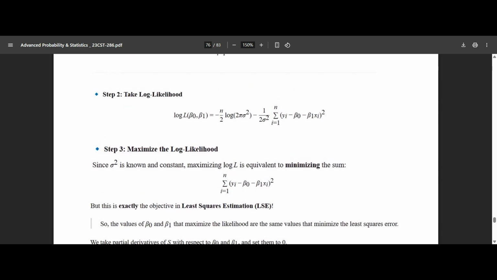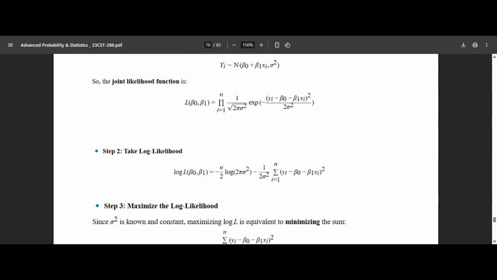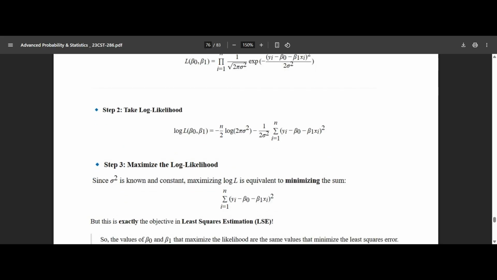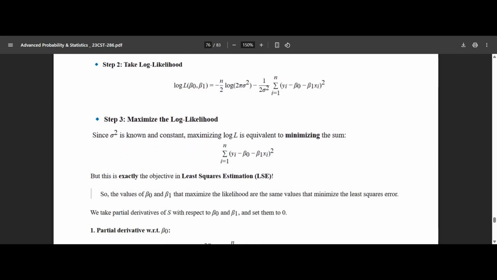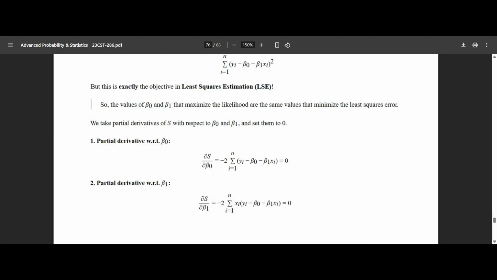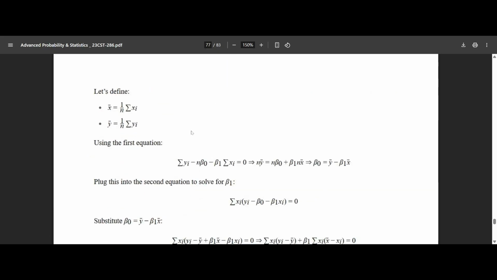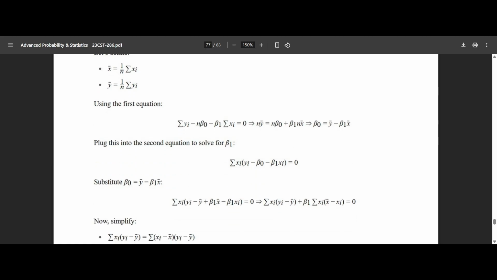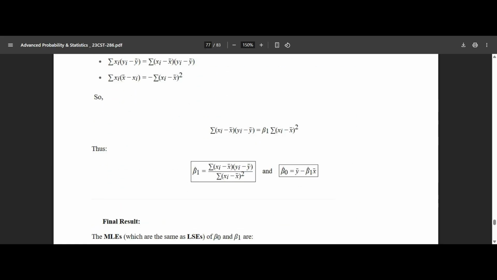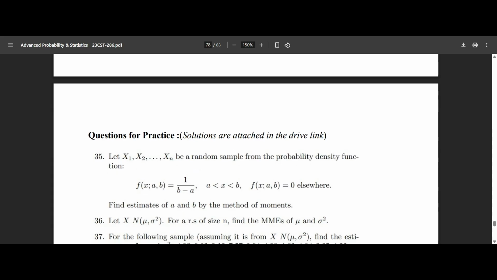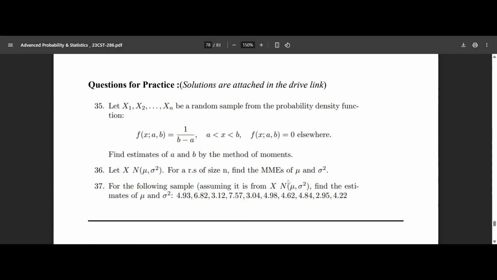So what are the steps we followed? Firstly, we formulated the joint likelihood function. We took the log likelihood and maximized it. Then we differentiated with respect to B0 first and B1 and equated them both to 0. Then we defined x bar and y bar as the sample means of x and y. Then using the first equation, we found the value of b naught. Then we found the value of beta 1. Finally, we derived the final values for beta 1 and beta naught. So here are a few more practice questions for MMEs, that is, method of moments.